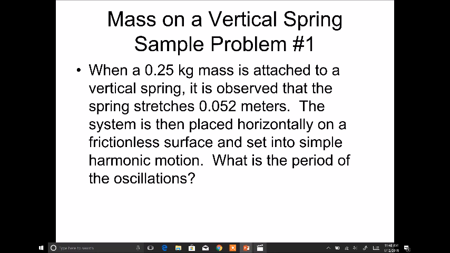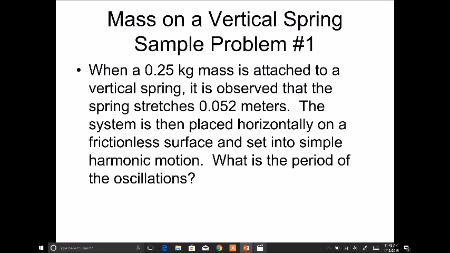All right, so here we have a 0.25 kilogram mass attached to a vertical spring. When we attach it, the spring stretches 0.052 meters. The system is then placed horizontally on a frictionless surface and set into simple harmonic motion. What is the period of the oscillations?